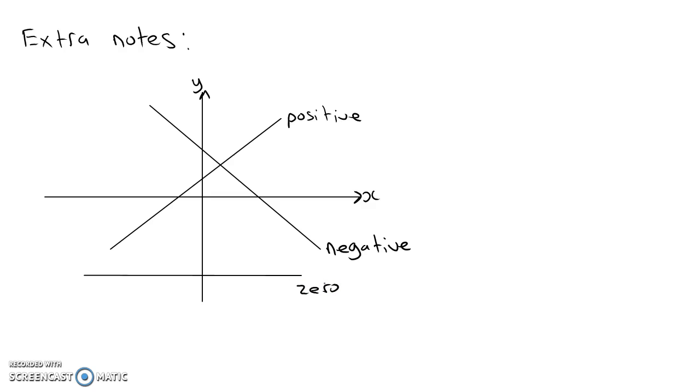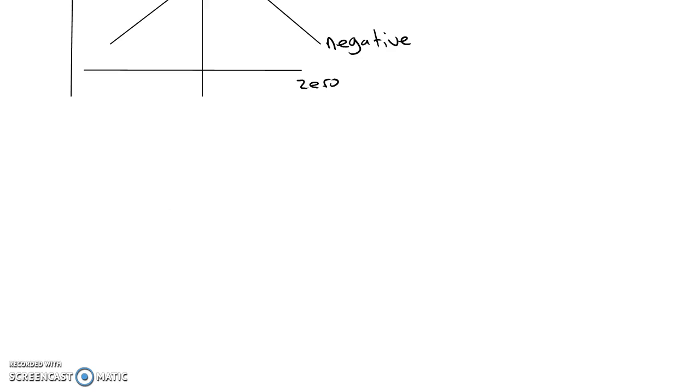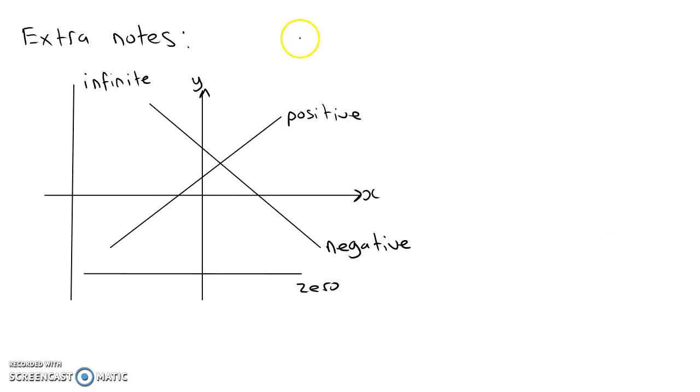And a line with an infinite gradient, you might be able to deduce, is a vertical line. So it doesn't have a rise over run. There's no run, it's only a rise. So a vertical line has an infinite gradient. So those are the different types of gradients that you can have. Hopefully that's been a helpful overview for you in graphing straight lines.